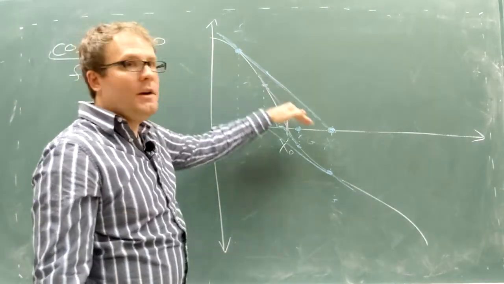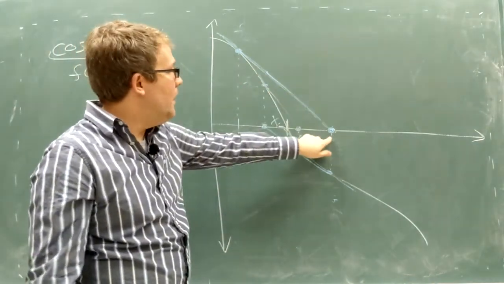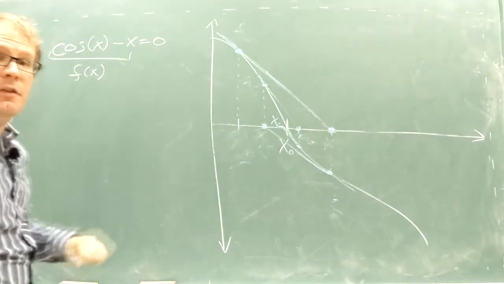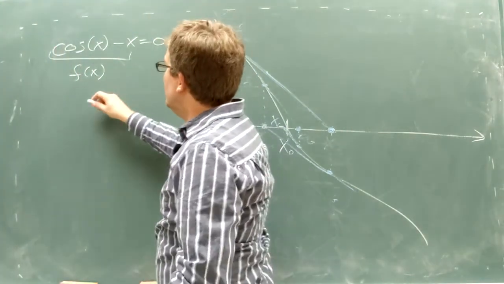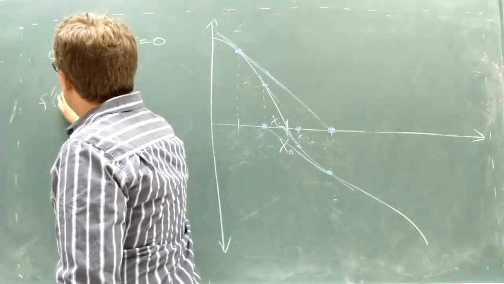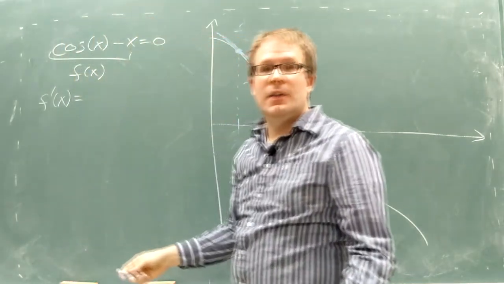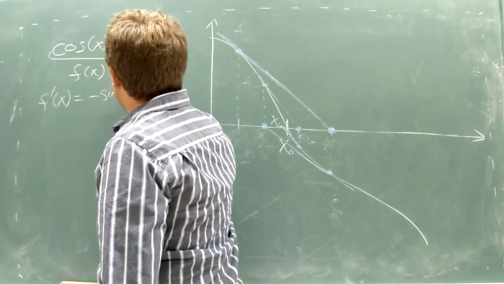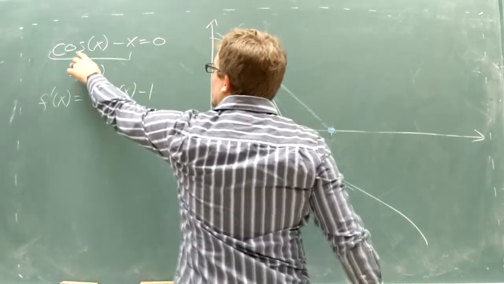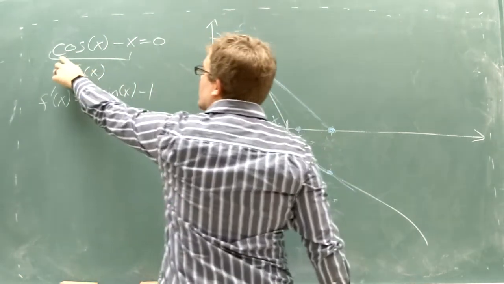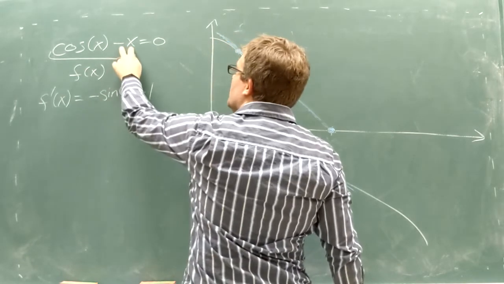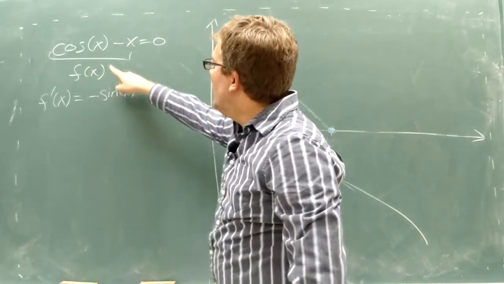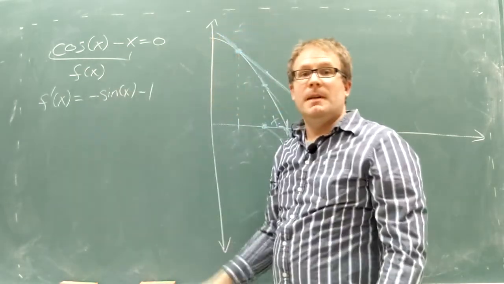Now, the way you end up with the equation for this line, the way you end up with what the next x is going to be, you have a few steps you need to complete. First, you need to take the derivative of the function that you're trying to get the root of. In this case, that's going to be negative sine of x minus 1. The derivative of cosine is negative sine, because anything that starts with a c gets a negative. The derivative of x is just 1. So I've got my function here and I've got my f prime here.